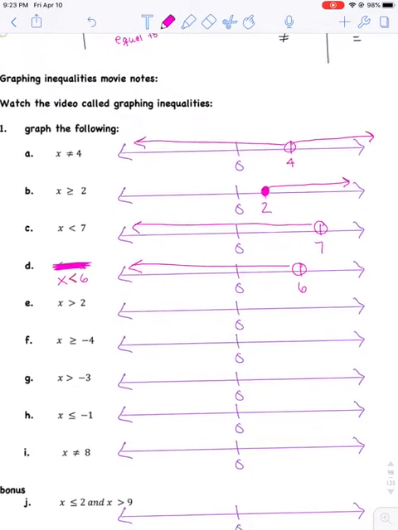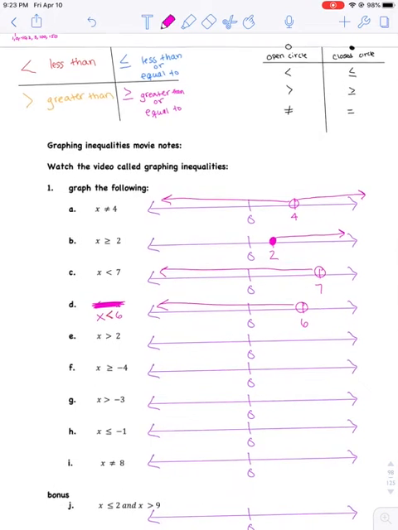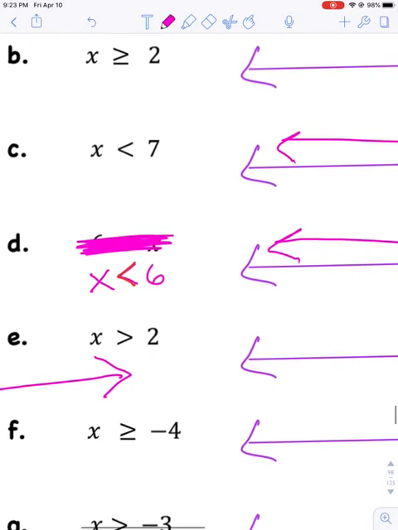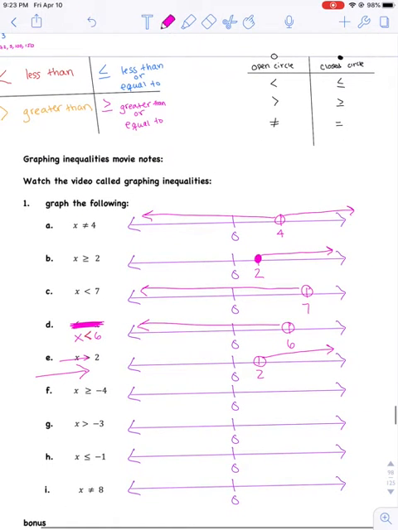So on E, X is greater than 2. So I want to put a 2 in there. It's an open circle because there's no equal to part of this. There's no equal sign underline. And then if I use my trick, it's pointing this way. That tells me the arrow has to point that way too. So the actual inequality symbol shows me which way to draw my arrow in the picture. So I want all the numbers that are greater than 2.